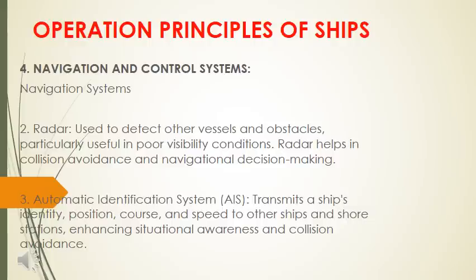We also have the automatic identification system, AIS. This transmits a ship's identity, position, course, and speed to other ships and shore stations, enhancing situational awareness and collision avoidance.